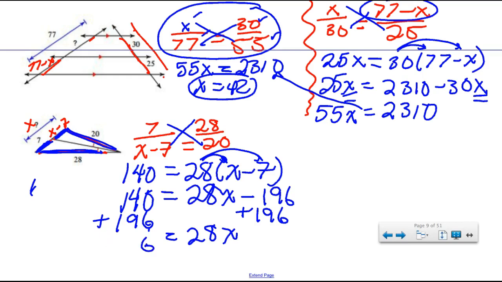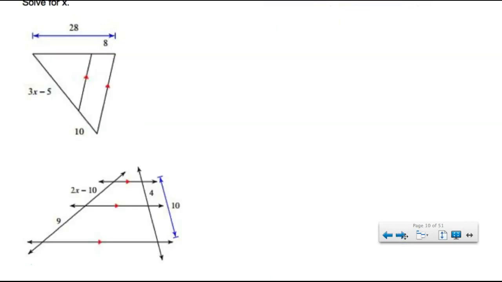I've got 336. So let's take 336 and divide it by 28. And we get a nice 12. X is equal to 12. And we're done. So we're just using those two relationships up above in the concept box to set up some proportions and then solve them.